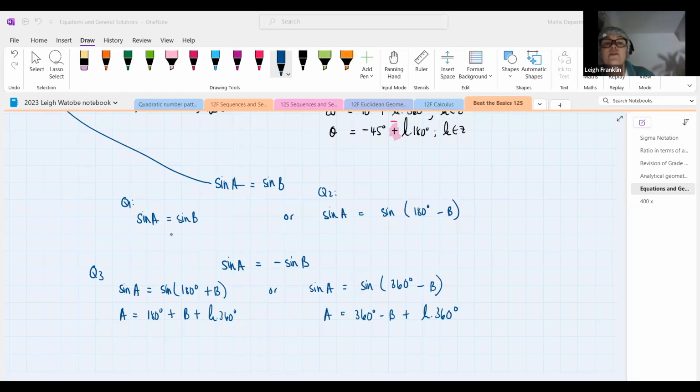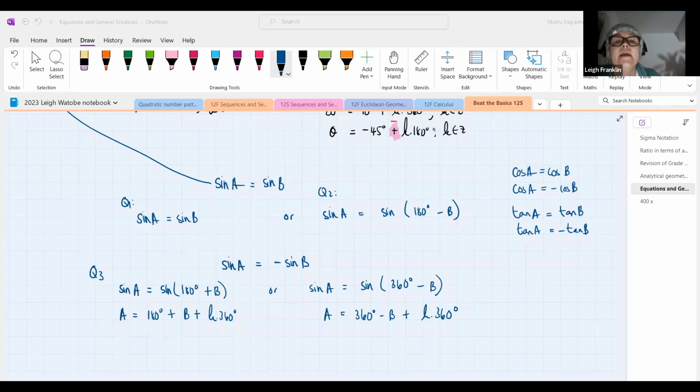So they can give you cos A equals cos B, or they can give you cos A equals negative cos B, or they can give you, this could go on forever, guys, I promise you, tan A equals tan B, or they could give you tan A equals negative tan B.